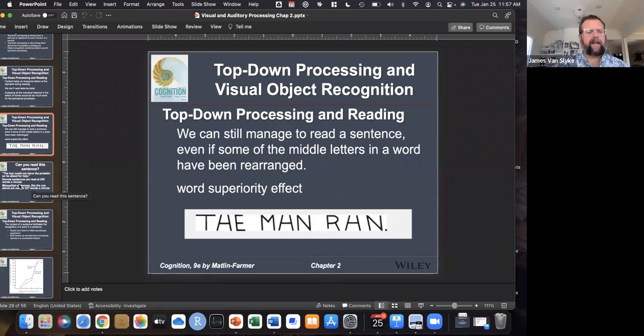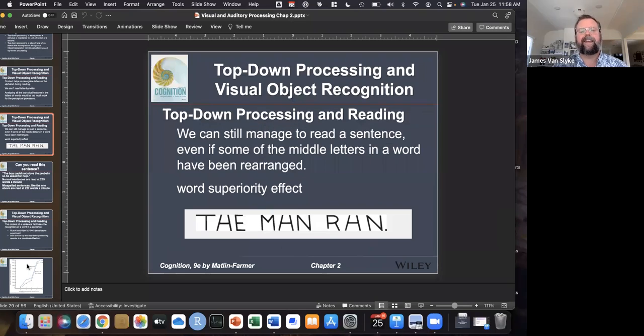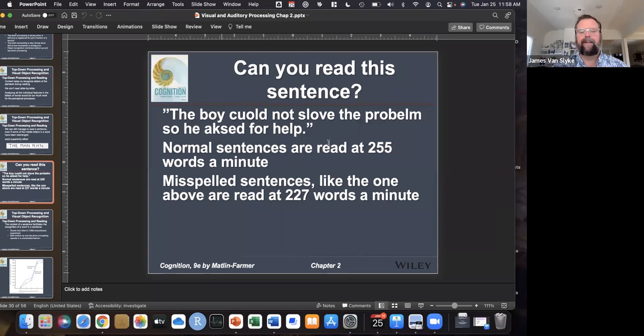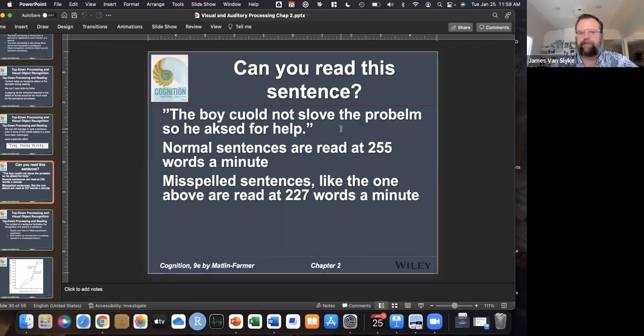Okay, so for this next sentence, I don't know if I'm going to do that right. Oh, well. Okay, can anybody read this? I see this sentence up at the top. The boy could not solve the problem, so he asked for help. Good. So if you notice, could is misspelled, solve is misspelled, problem is misspelled, and asked.